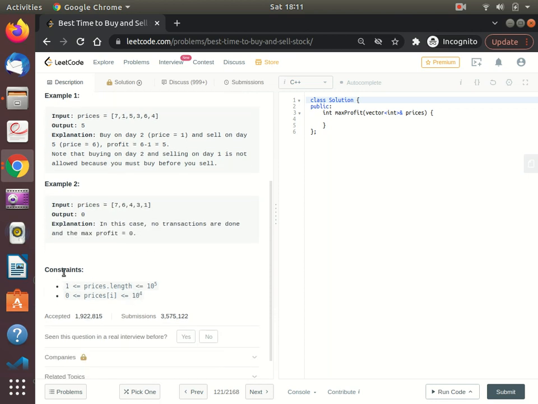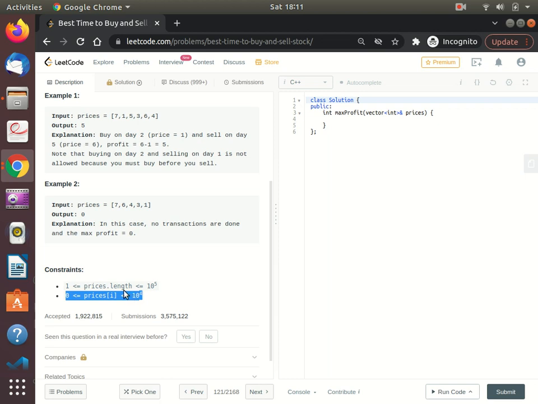So let's look at the constraints. The constraint is that the prices length is up to 10 power 5. So we need to remember that we cannot do an order of n squared algorithm as it will go above the 10 power 9 range. And we must come up with an order of n solution or an order of n log n solution, and each of the prices[i] is within the range 10 power 4.